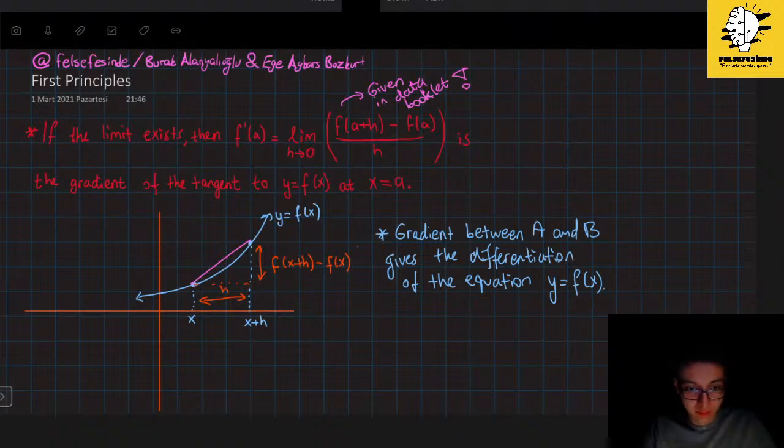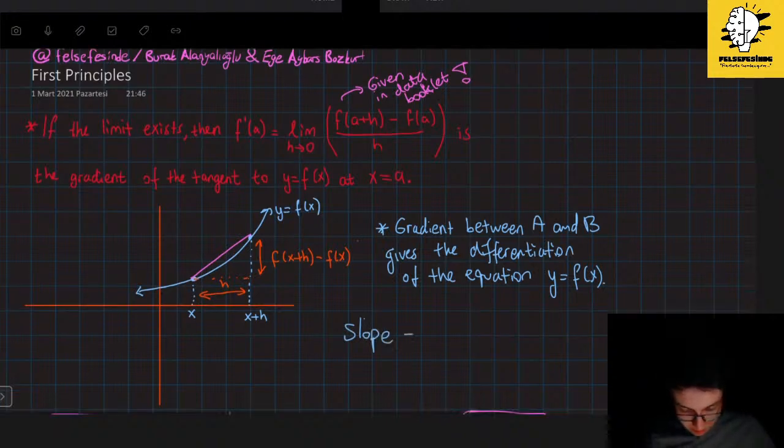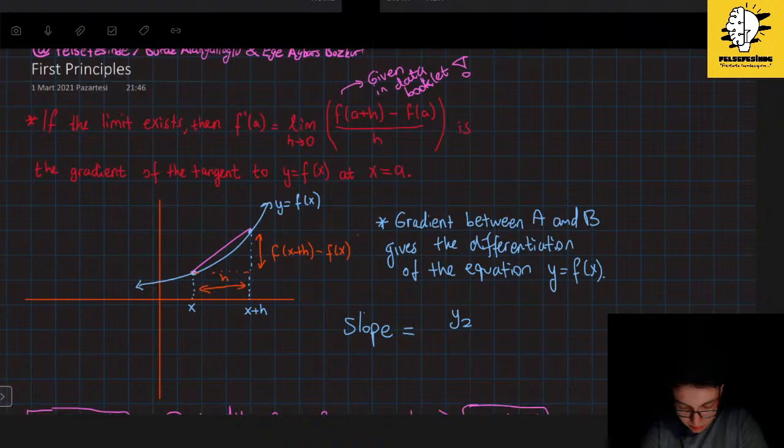Okay, so as you know, the derivation is all about the gradient function. If you find the derivation of a function, you find the gradient function of it, where you can put any x value into the equation and then find the gradient at that specific point. So the logic behind it is, we know that gradient, slope, is equal to y2 minus y1 over x2 minus x1.